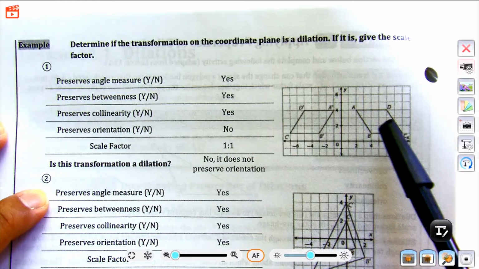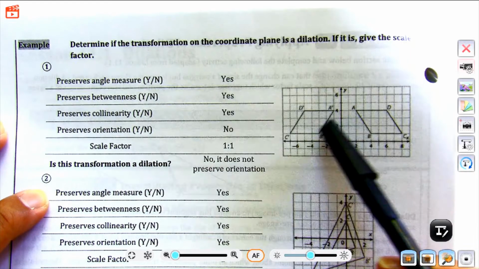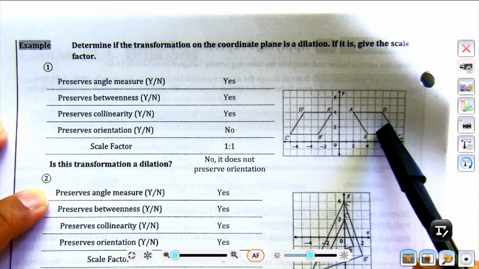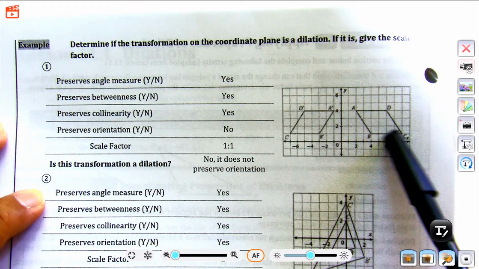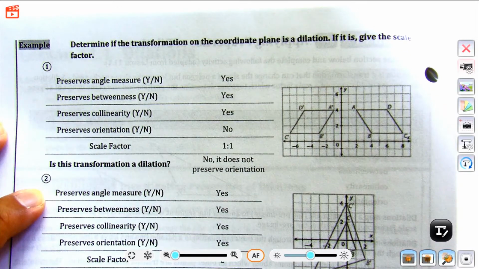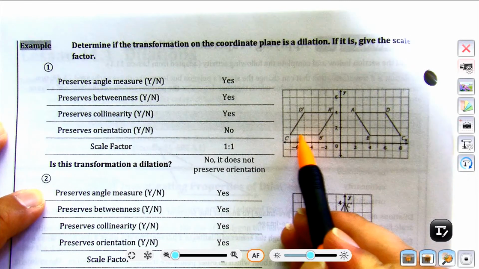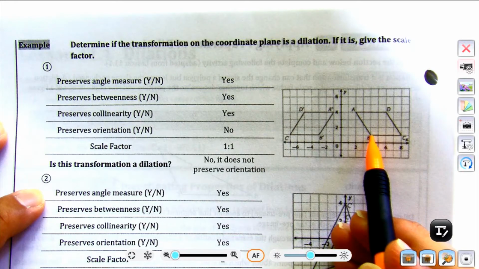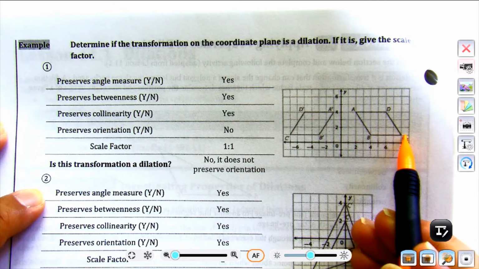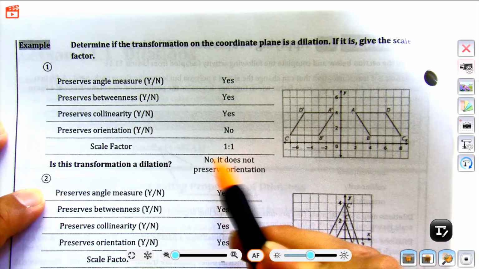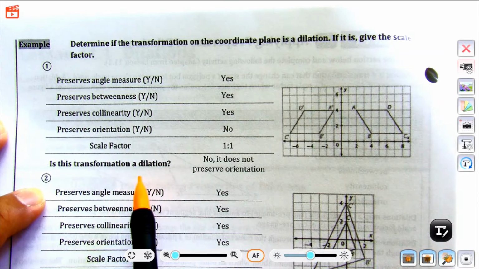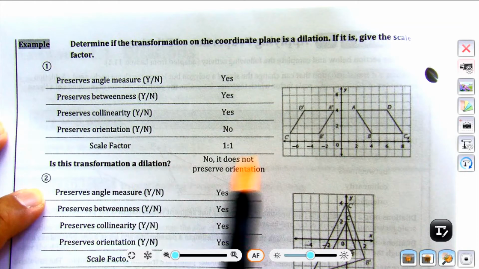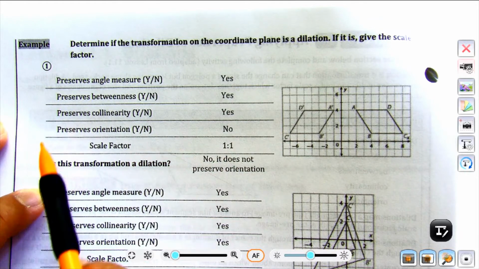If we compare these two, these actually are the same size, because if we look at the length of the bottom, 1, 2, 3, 4, and the length of this bottom, 1, 2, 3, 4. These actually have the same scale factor, 1 to 1. But then the question is, is this transformation a dilation? And the correct answer is no, mainly because the orientation was not preserved. So that's what you're going to be looking at, these 4 criteria when you're doing a problem, and just determining if you meet each one.